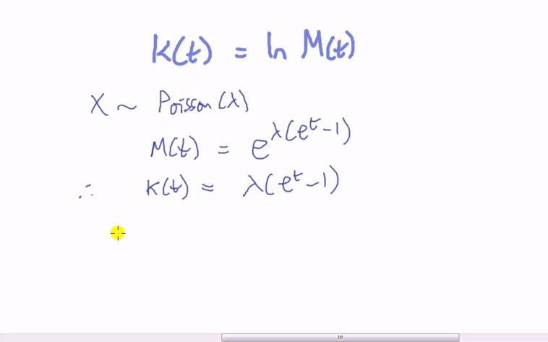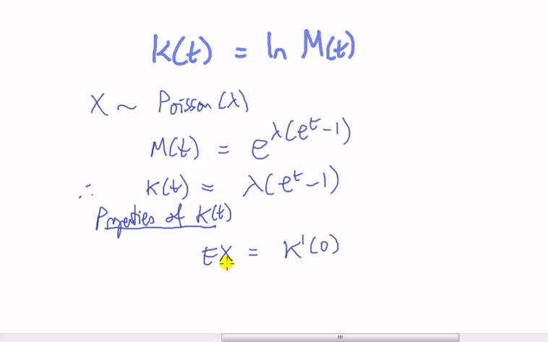Alright. Now the result is this. These are the properties of the cumulant generating function. The property that we need is that the expected value of X is the first derivative of the cumulant generating function evaluated at t equals 0, and the variance of X is just the second derivative at 0.